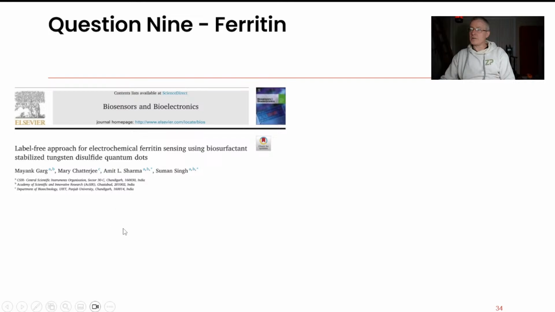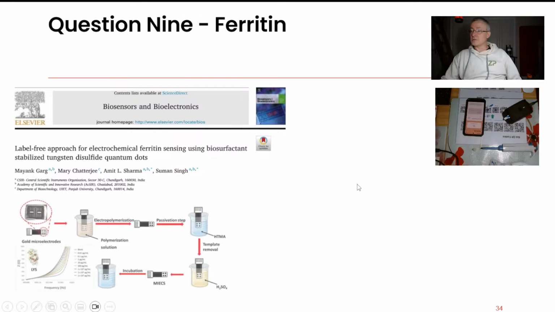Next question was about ferritin. So ferritin is a way, I think, the body uses to transport iron, and somebody was asking whether we could. Now, this diagram does not belong to this paper, so my apologies for that. But the reason I bring this up is, this is an easy enough paper to follow, but it didn't have the process in a diagram form.